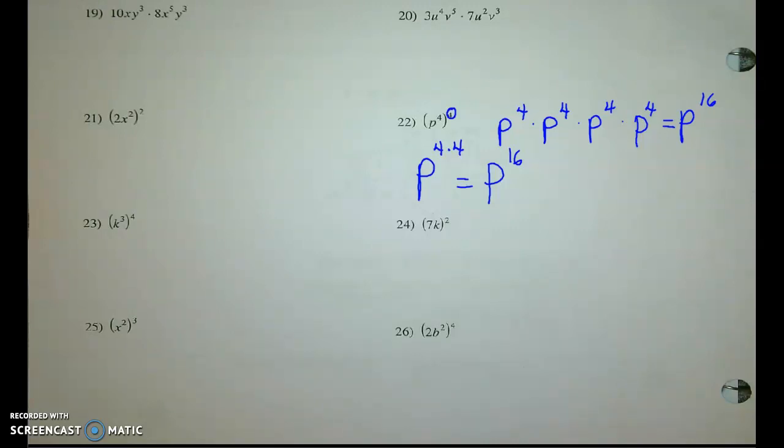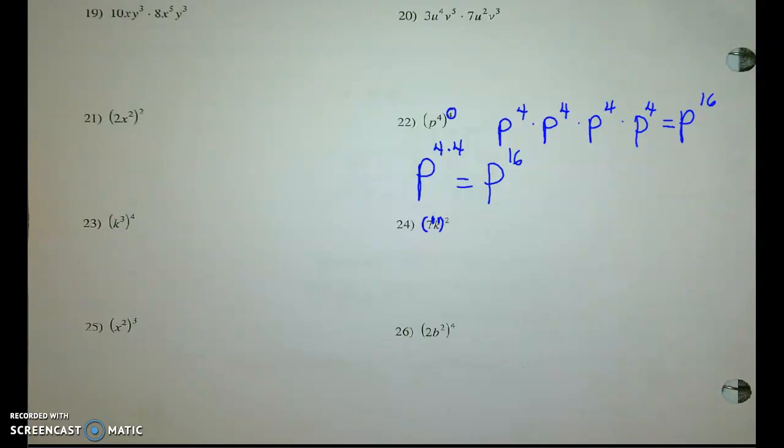Let's go ahead and look at 24. 7k to the 2nd power. So it's all enclosed. We have our parentheses here that we are looking at. So that exponent is applying to everything that is in there, okay? So even though I can't see that 7 exponent, there's really that 1 right there. And here we have this k right there.